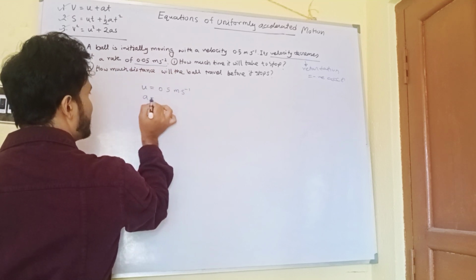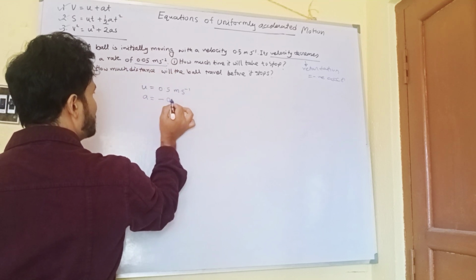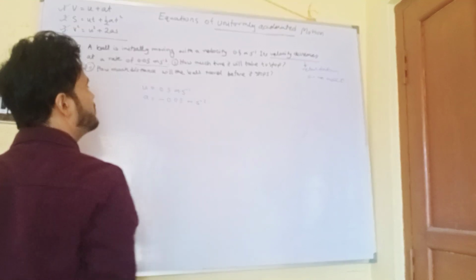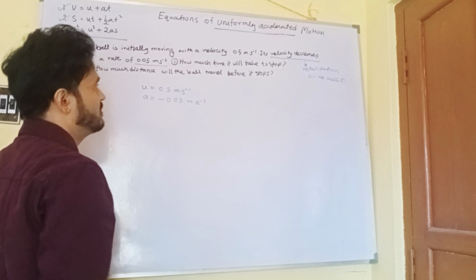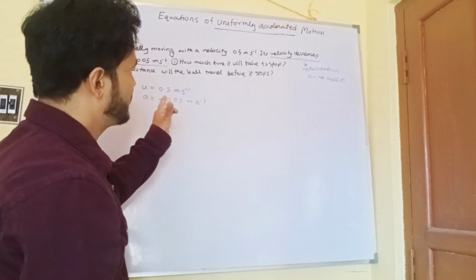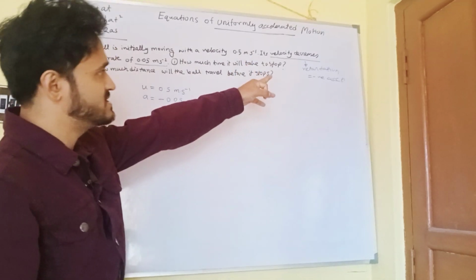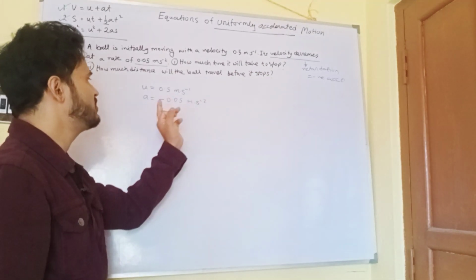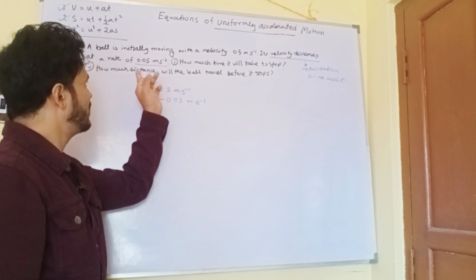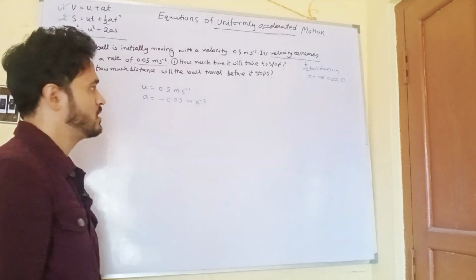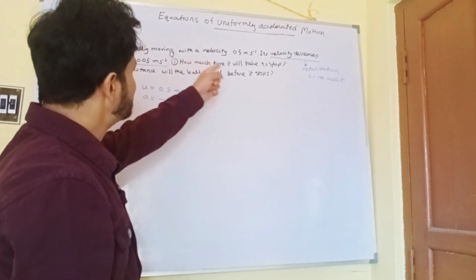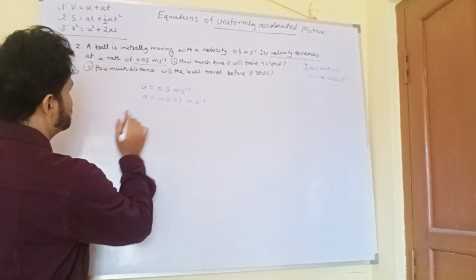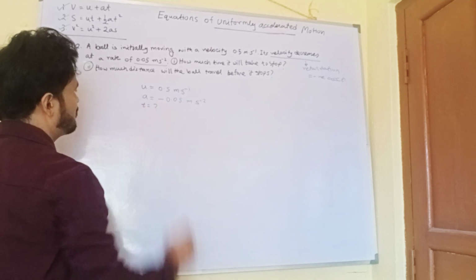So we will take a is equal to minus 0.5 meter second to the power minus 2. Why will we put a minus sign here? As the velocity decreases, that means there is a retardation, which is equal to negative acceleration. That's why we will put a minus sign with a. How much time will it take to stop? That means we have to find out the value of t.